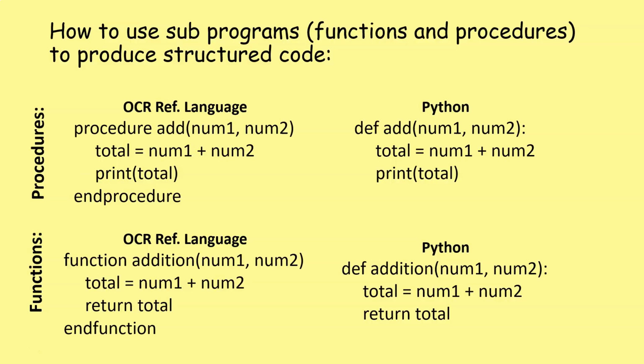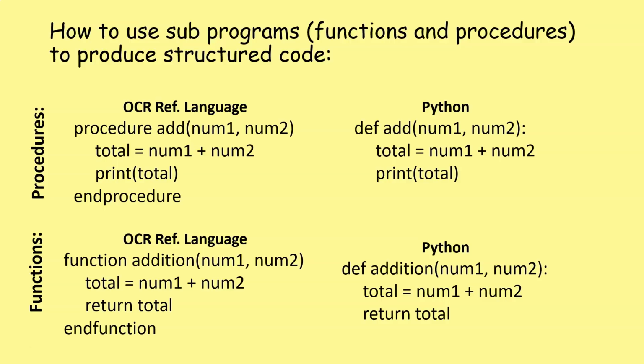In Python, we don't need to say procedure. For all subprograms, subroutines, we always start with the keyword def, then the name of the subroutine, then the parameters, do something with them, print them out, for example. I don't need to worry about ending the procedure.